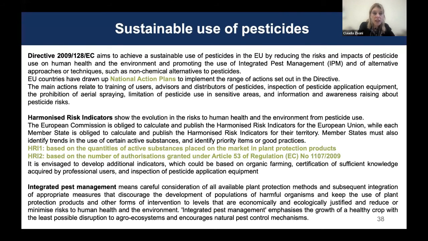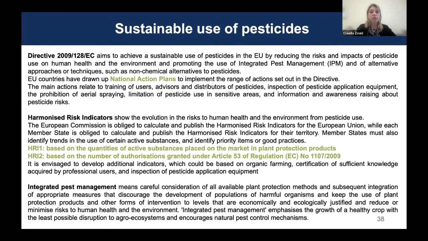So the European member states have drawn up national action plans to implement these actions that are set out in the directive, and they are related mostly to training of users, advisors, and distributors of pesticides, inspection of pesticide application equipment, limitation of pesticide use in sensitive areas, and information and awareness raising about pesticide risks.